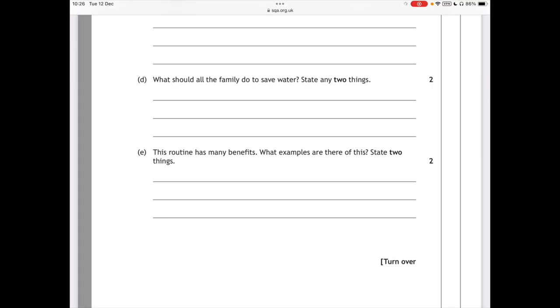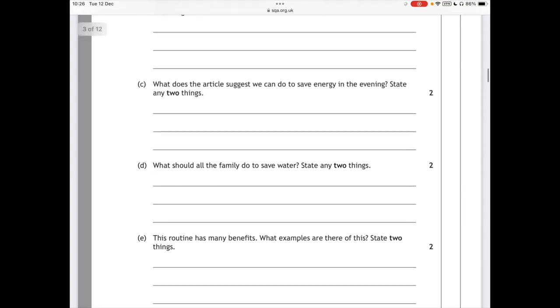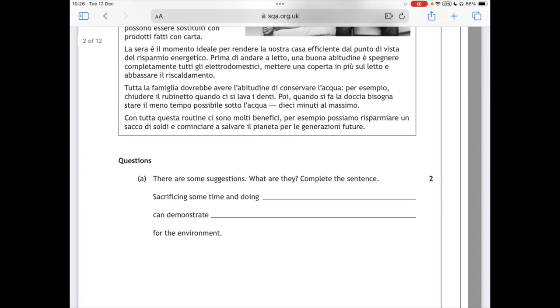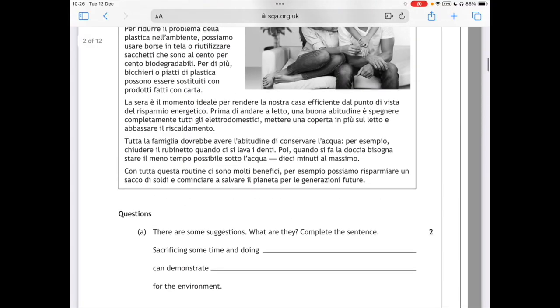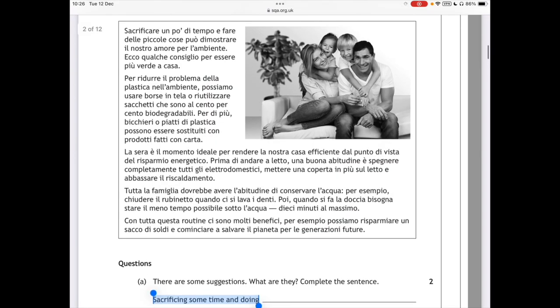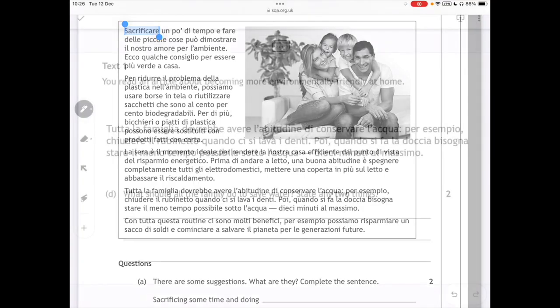The next thing that we would urge you to do is to map out your text. And that means that you look for a key word in the question, and question A here helps us with that by being a gap fill. So we would be looking for something that would be sacrificing some time doing, and we would look for that in the text. And we can see the first word in the text is a cognate. It looks similar to sacrificing, so we know that our answer is going to come from there.